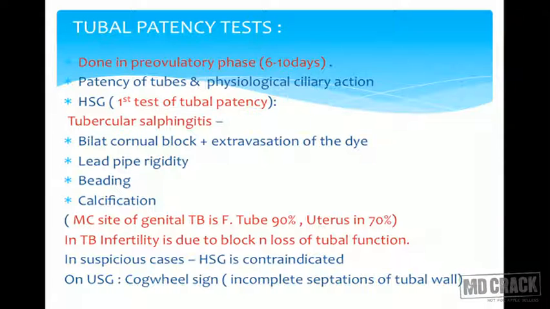Tubercular salpingitis is very common. How do we detect it? There can be bilateral cornual block. There can be extravasation of the dye. Lead pipe rigidity can be seen. Beading, calcification. Every word is important here. Tubercular salpingitis on HSG: bilateral cornual block or extravasation of the dye, lead pipe rigidity, tubes are like a pipe, no wavy pattern, it's lost, beading, calcification. These are the changes specific of tubercular salpingitis.